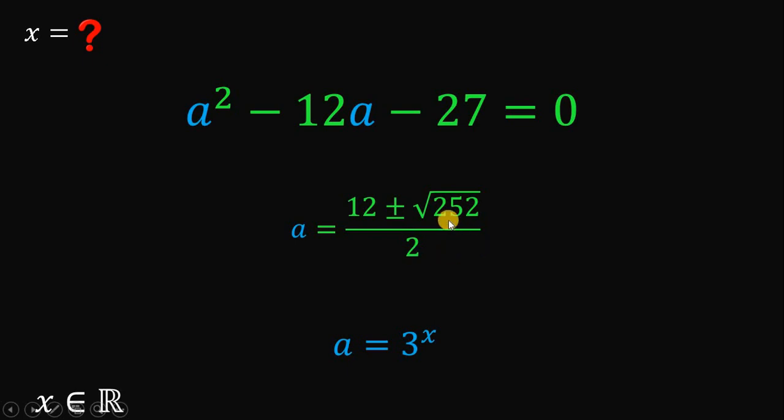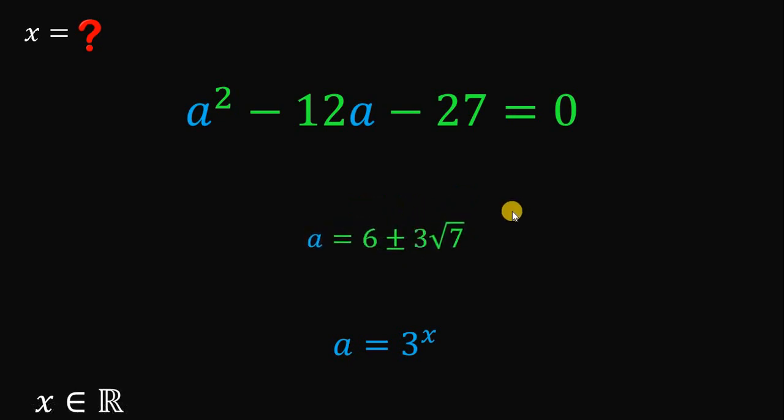Now let's simplify more. Take note that 252 is just 36 times 7, and this 36 is just 6 squared. So we can pull out the 6 outside of the radical sign. This will give us 6 multiplied by square root of 7. Now, let's divide the numerator by 2. 12 divided by 2 is 6, and 6 divided by 2 will give us 3. Therefore, the value of a must be equal to 6 plus or minus 3 times square root of 7.